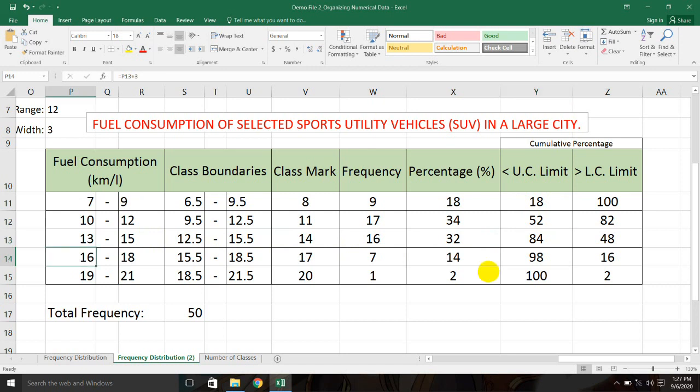But how about those vehicles having above 16 kilometers per liter consumption? There are only 16 percent of them. And why am I using this column? Because I'm referring to greater than the lower class limit. This is lower class limit 16 and I'm asking for those values greater than this value. So there are only few, right? Because in city driving, it's hard to reach 16 and above kilometers per liter consumption. So our data is right.